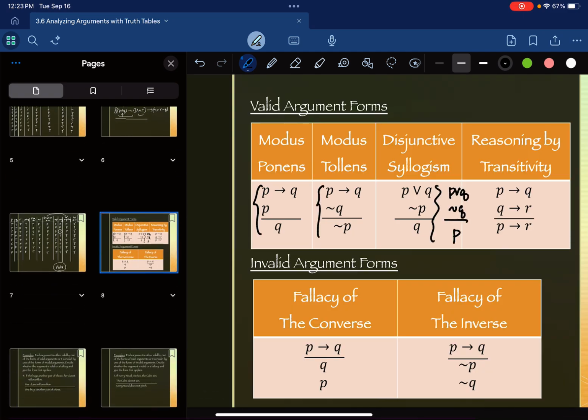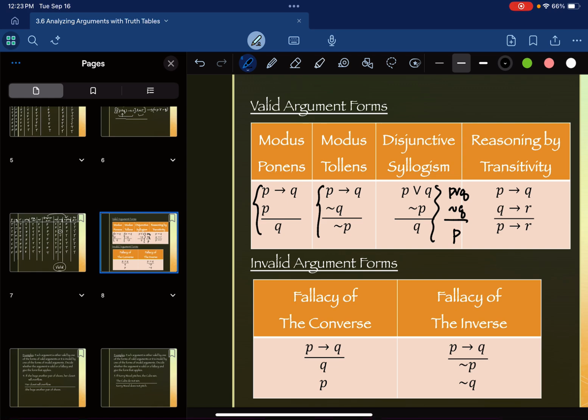If this happens, then this happens. And then if that happens, something else happens. So therefore, if the first piece happens, the last piece happens, right? Like in the examples I've been giving you, if my daughter leaves her shoes on the floor, then mama's not happy. If mama's not happy, then mama takes her shoes. So the last statement says, if daughter leaves her shoes on the floor, then mom takes her shoes. That's reasoning by transitivity.